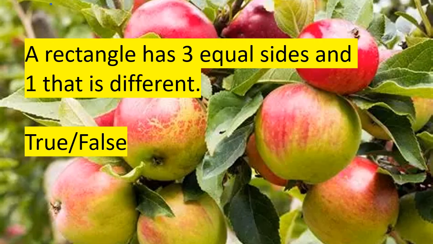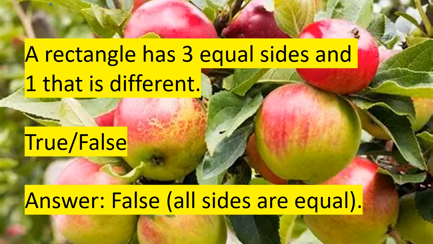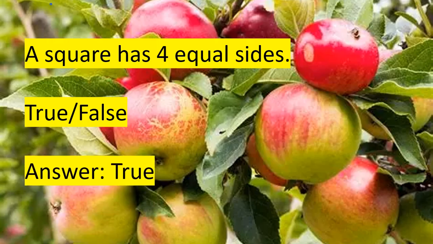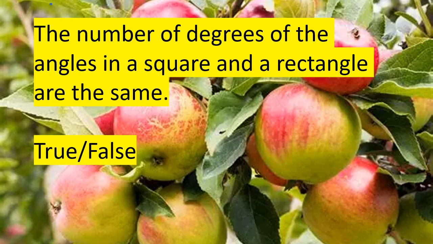So question, a rectangle has three equal sides and one that is different. True or false? And the answer is false, because all sides are equal. I'm sure you knew that. A square has four equal sides. True or false? And this time the answer is true. Yes, they are all equal.